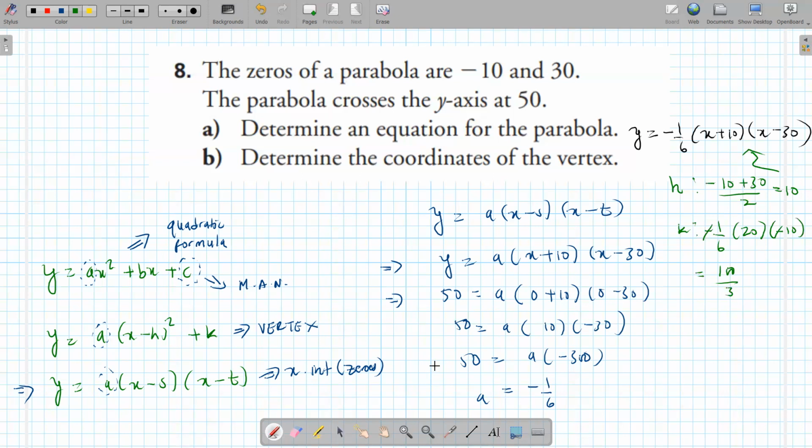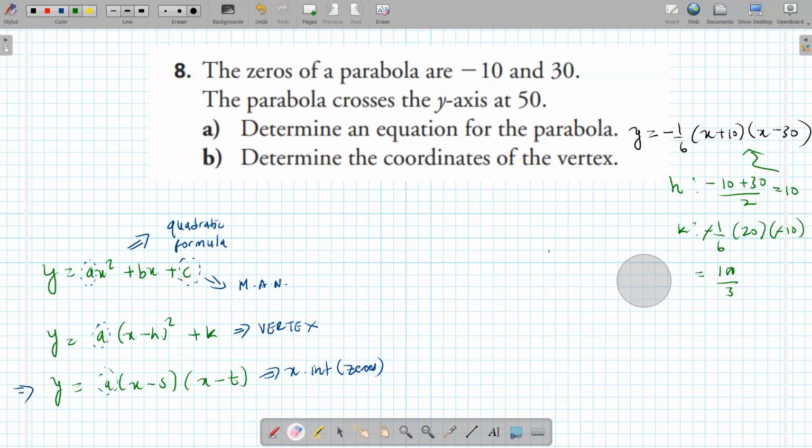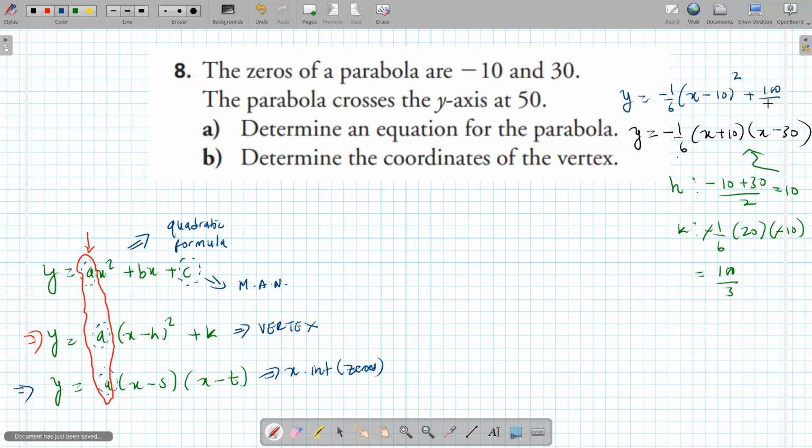And the question could ask you to rewrite the equation in the vertex form. So look at this. We're going to use this equation here. The a value remains unchanged. The a value is the one constant between all three forms. So if the question asks you to write the equation in vertex form, the a value of negative 1 over 6 stays exactly the same. Then x minus h, we know h is 10, so it becomes x minus 10 squared, and then plus k, so plus 100 over 3. That is the equation in the vertex form, okay?